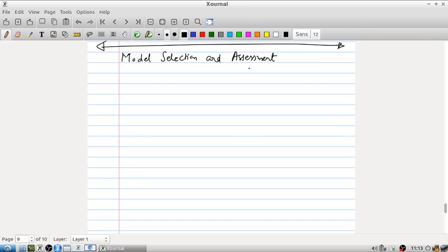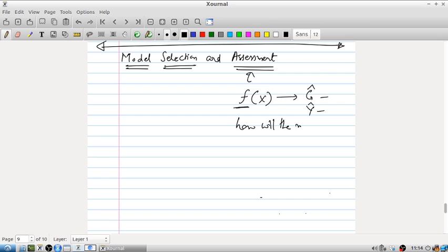So what exactly do we mean by model selection and assessment? Assessment is a related task, but all it's saying is I have a model, let me use f as a general representation for a model. Given any test point x, it either makes a prediction G hat or a prediction Y hat. So assessment just means how will the model perform in the future. You want to state that even before using the model in the future.